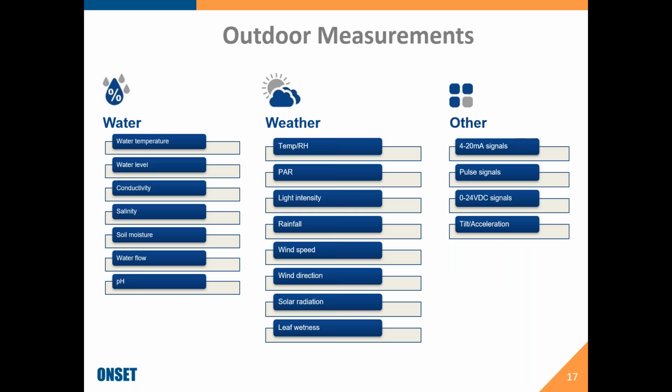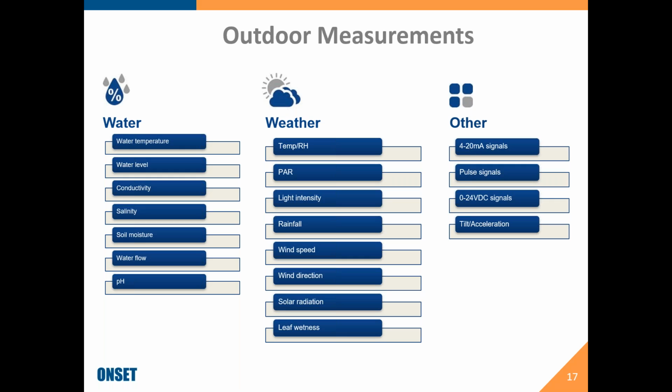We're going to jump ahead to some outdoor measurements. Again, water temperature is one of the most used sensors: water level, conductivity, salinity, both for salt and fresh water. We have multiple soil moisture sensors used in agricultural applications, water flow combined with water level, and getting your data in different methods. And we have pH.